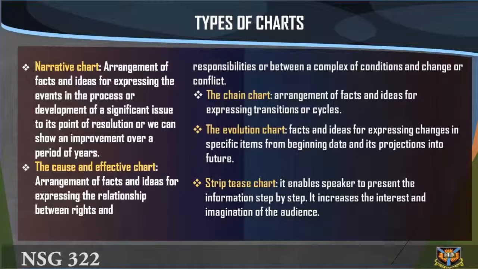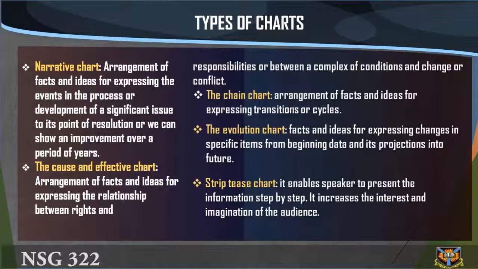The cause and effect chart. Arrangement of facts and ideas for expressing the relationship between rights and responsibility, or between a complex of conditions and change or conflict. The change chart. Arrangement of facts and ideas for expressing transitions or cycles. The evolution chart. Facts and ideas for expressing changes in specific items from beginning data and its projection into future.